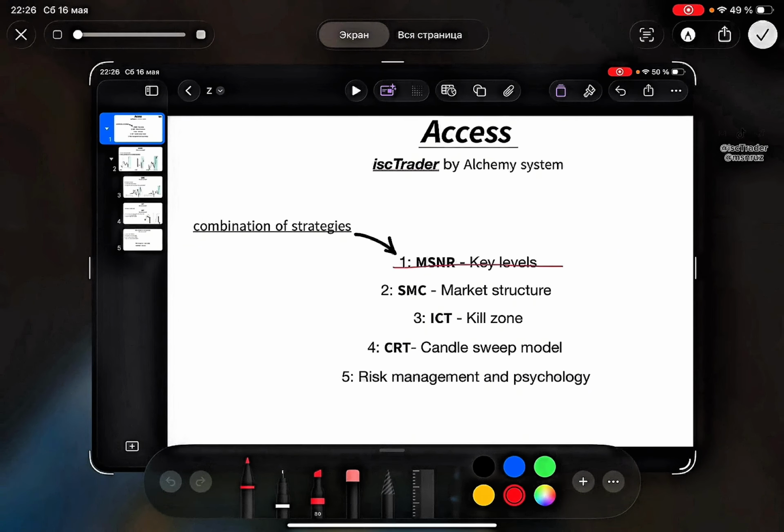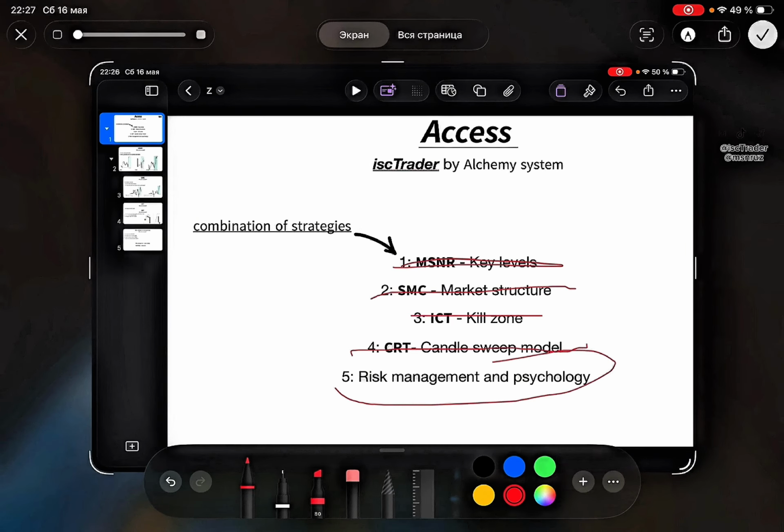We finished on SNR. And we also finished the SMC topic. We also finished the ICT topic. We also finished the CRT topic. And now we've moved to the most important, most necessary topic, risk management and psychology.